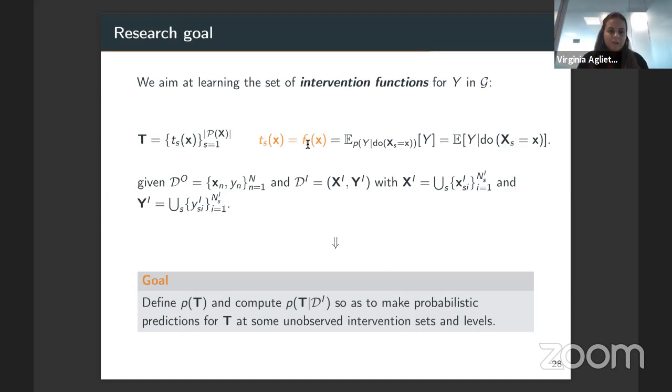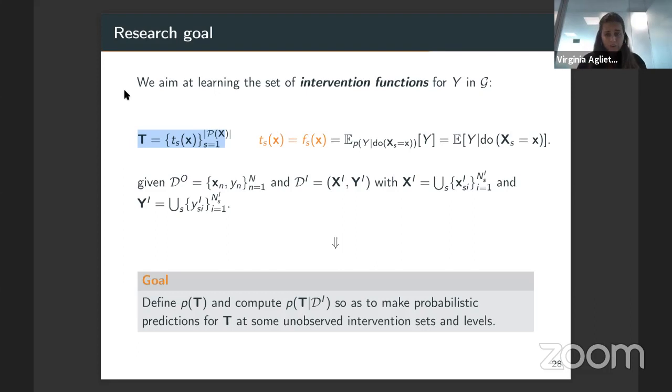So we were speaking about f of x before. This f of x was the expected value of y given that we intervene on x. Now for notational simplicity, we're going to call it t of x, just because we're going to use a base function, so an f function. But what we want to learn is actually the complete set of functions related to all of the interventions that we have in a causal graph.